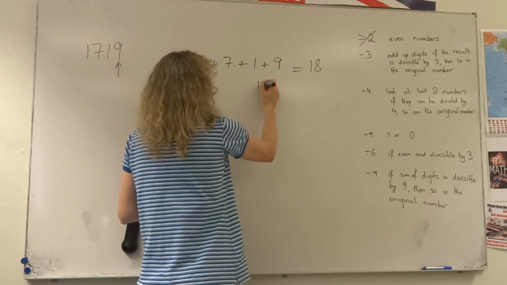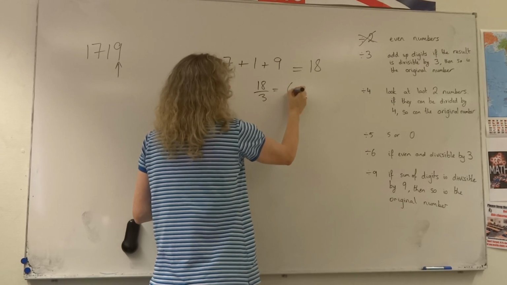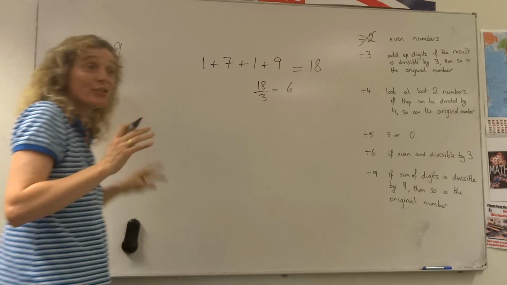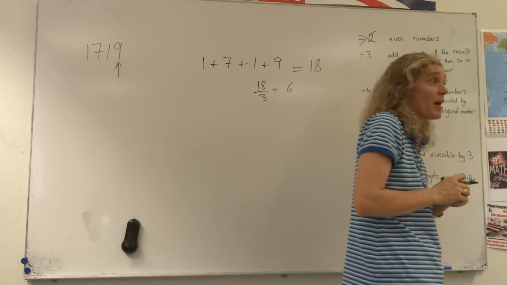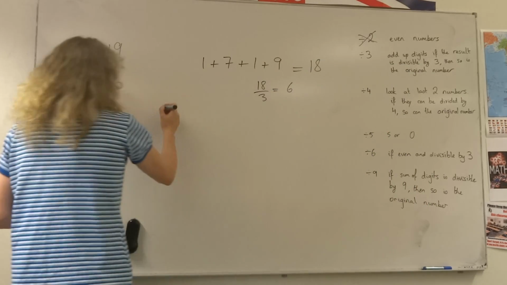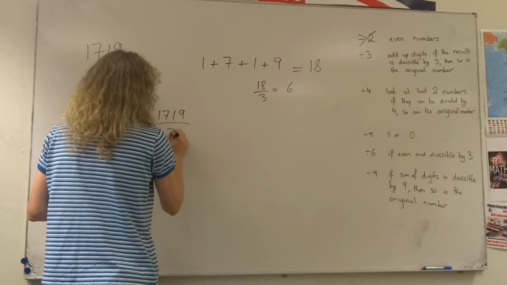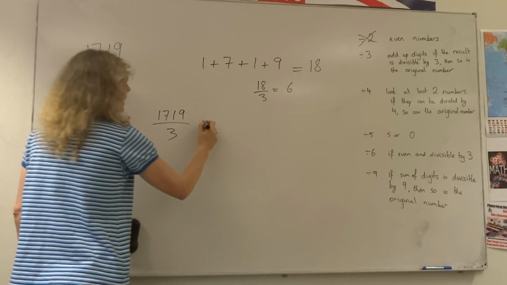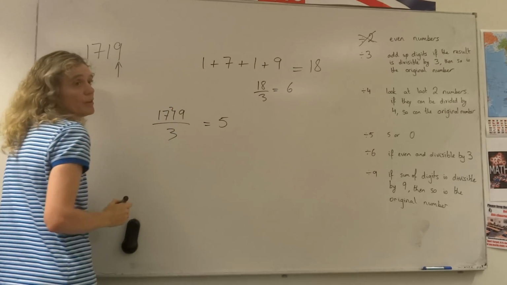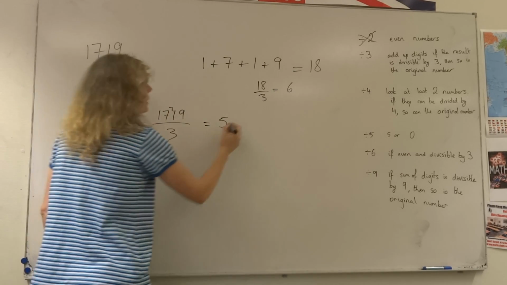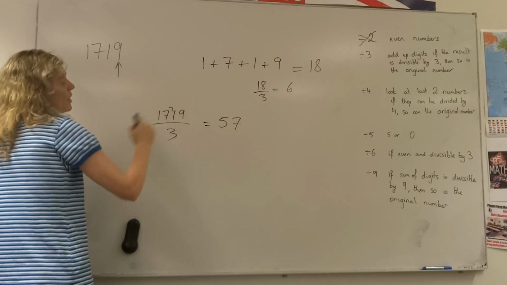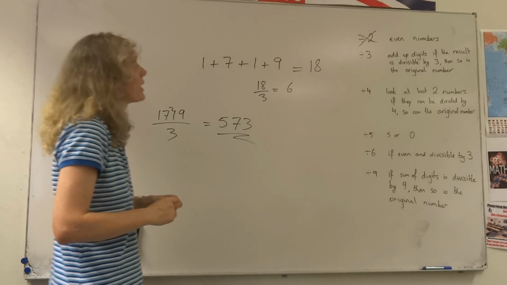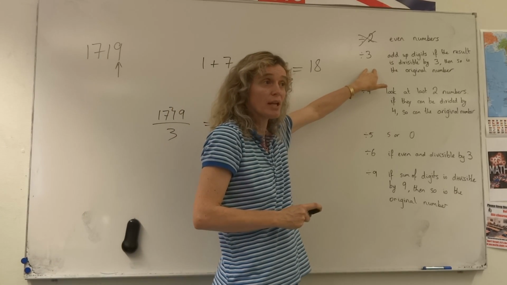Then I say, okay, can I divide 18 by 3 exactly? Yeah, I get 6. Therefore, this number is divisible by 3. And it's a little trick to see if a number is divisible by 3. So let's prove it to ourselves. 1,719. I'm saying it's going to be divisible by 3. 3s into 17, 5 times. 2 left over. 3 is into 21, 7 times. 3 is into 9, 3 times, none left over. Okay? So there's a little trick to find out if a number is divisible by 3.